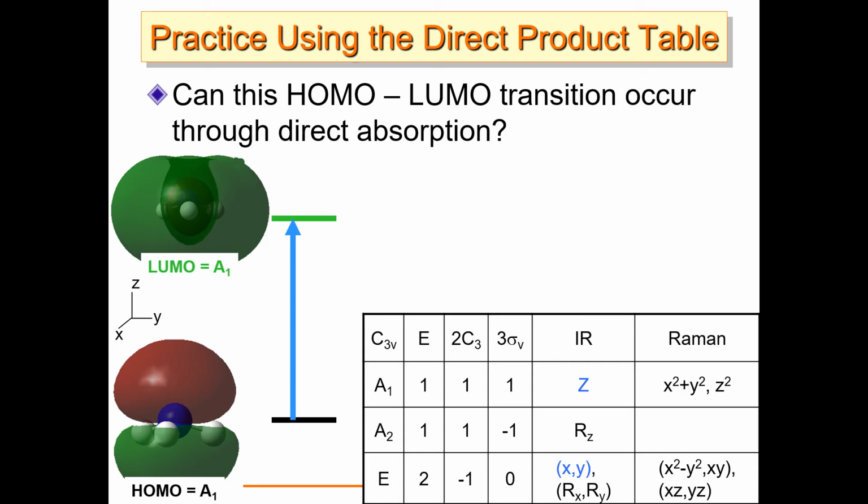And then we need to ask the question, is this HOMO to LUMO transition allowed for ammonia with light? So direct absorption or Raman. I think we're just doing direct absorption on this slide. So Z polarized light would be A1, and X or Y polarized light would be E. So we have two calculations to do because we really have two types of light, either X or Y polarized or Z polarized. Yes? What does that E mean?